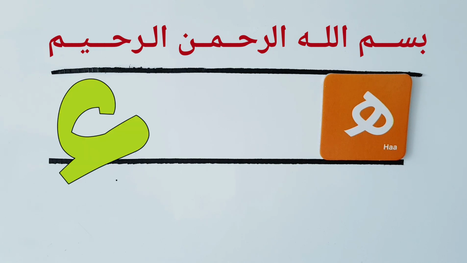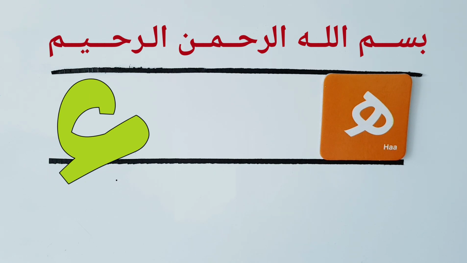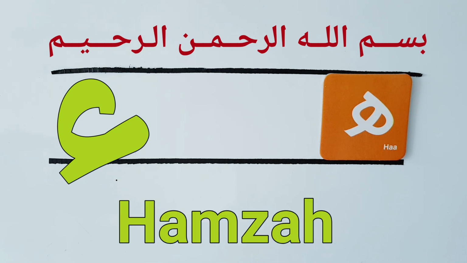The next letter that we're taking after the ha is hamza. Hamza. And if it was easy for you to pronounce the ha, then this letter should be pretty straightforward, inshallah. Same starting sound. Ha, ha, hamza. Same starting sound. We're going to say it 5 times. Hamza, Hamza, Hamza, Hamza, Hamza.